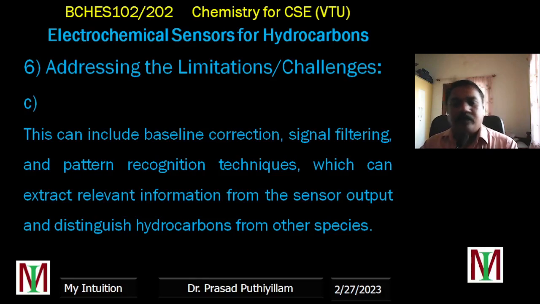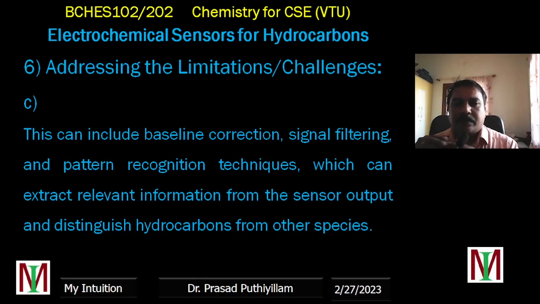Baseline correction means we know some particular impurity is present, and it will give a particular value. So avoid that value or nullify that value. Then whatever comes will be the result for our hydrocarbon. Here I have taken the example of hydrocarbon as the sample analyte. We call it baseline correction. Signal filtering: any signal which is given by the impurities. If you know that a particular reading will be given by a particular impurity, filter that signal, then also you will get accuracy.